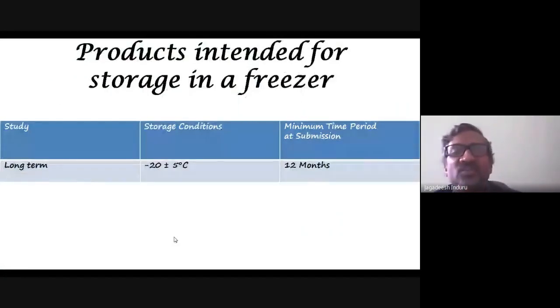Now, if the product is intended for storage in the deep freezer, which we need to put it in, that is a long-term stability concern. That storage condition is minus 20 degrees centigrade plus or minus 5, and we need to supply 12 months of data, not 6 months. Do remember, in your deep freezer condition the period is not 6 months; it is 12 months.